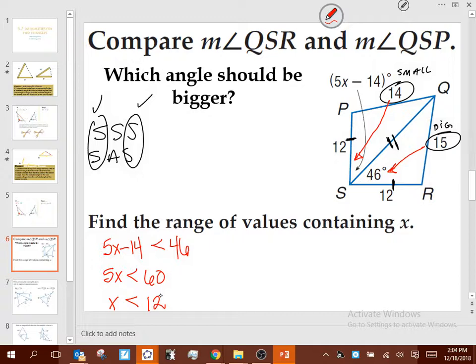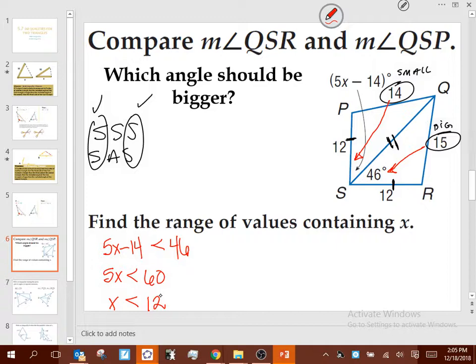Now, what that means then is that 11.9999999, however many nines you want to put on there, is the first value that would work for this. It's the first value that would make that angle 5x minus 14 smaller than 46. Does that make sense? For substitution purposes, let's choose 11. Let's say x is 11.